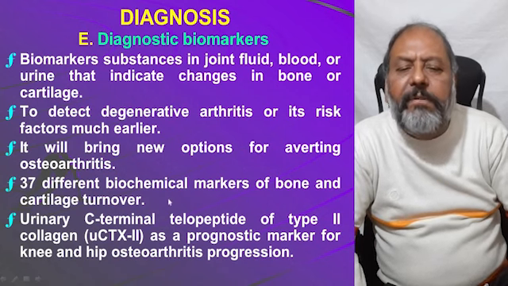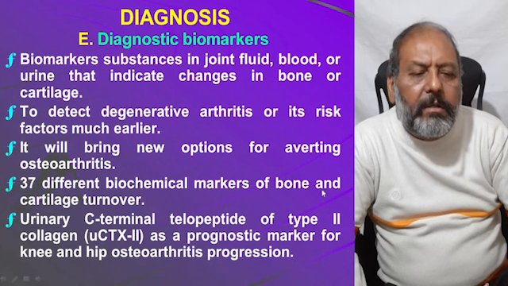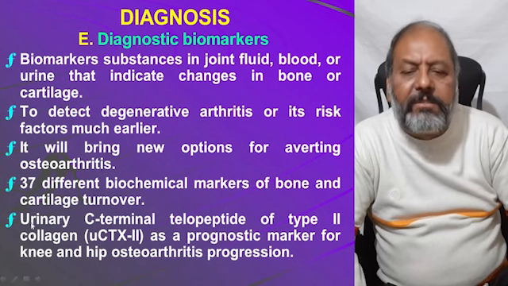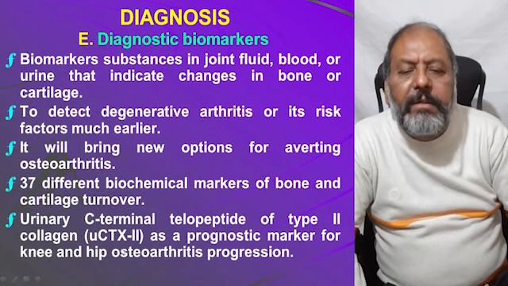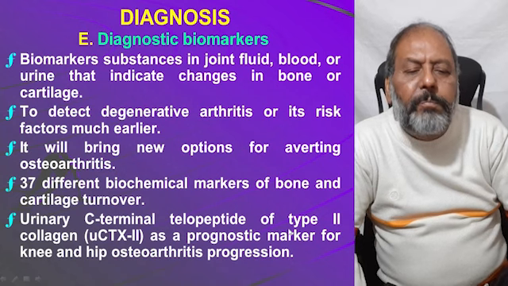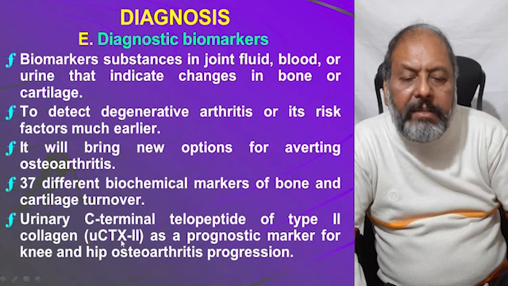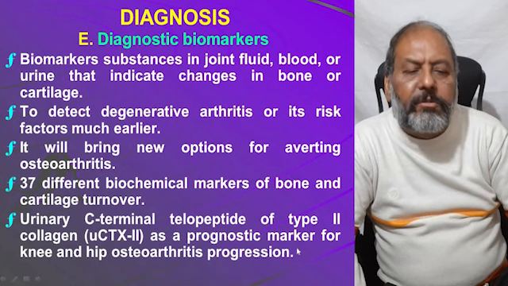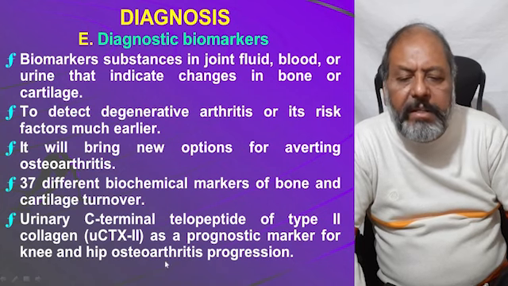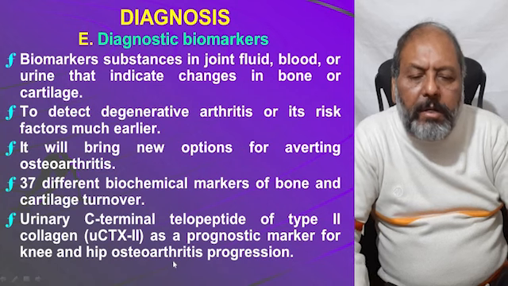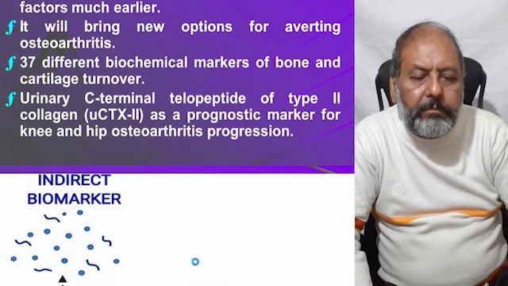There are 37 different biomarkers of bone and cartilage turnover. Urinary C-terminal telopeptide of type 2 collagen, UCTX2, is a prognostic marker for knee and hip osteoarthritis progression.